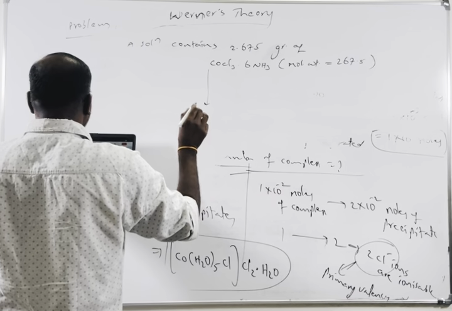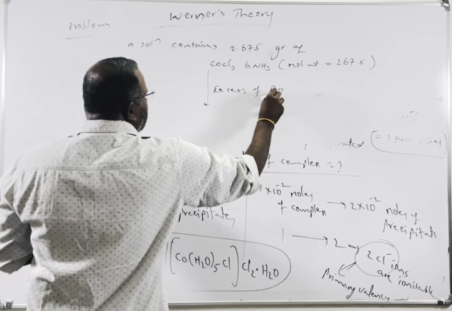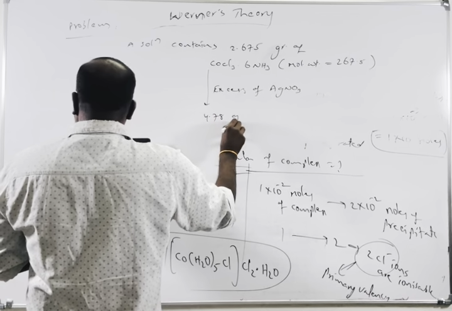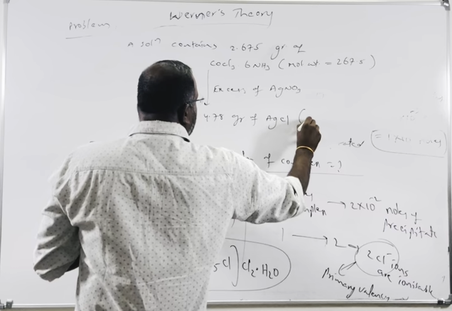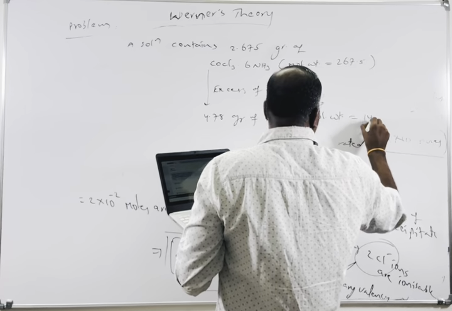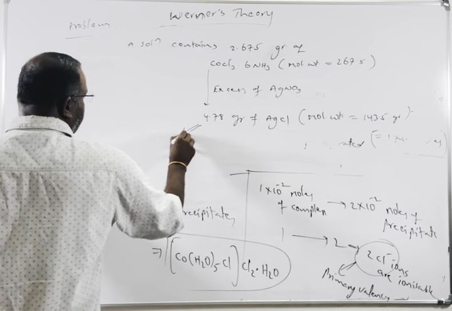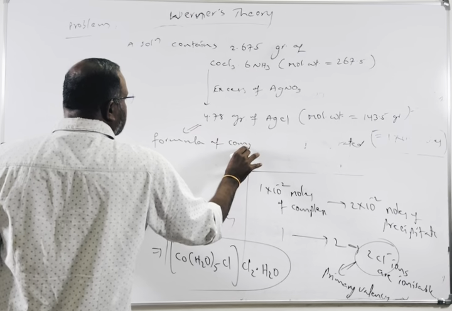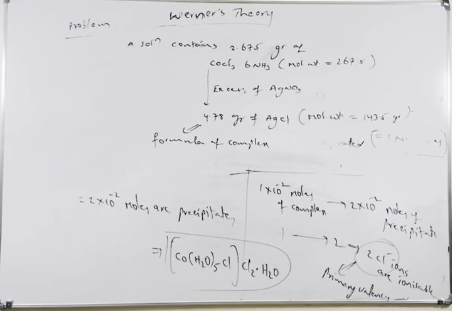The chloride ions obtained in the solution were treated with an excess amount of AgNO3. Then he has got 4.78 grams of AgCl, and its molecular weight he has given as 143.5 grams. Then what is the formula of the complex he has given? Let's go for this problem.